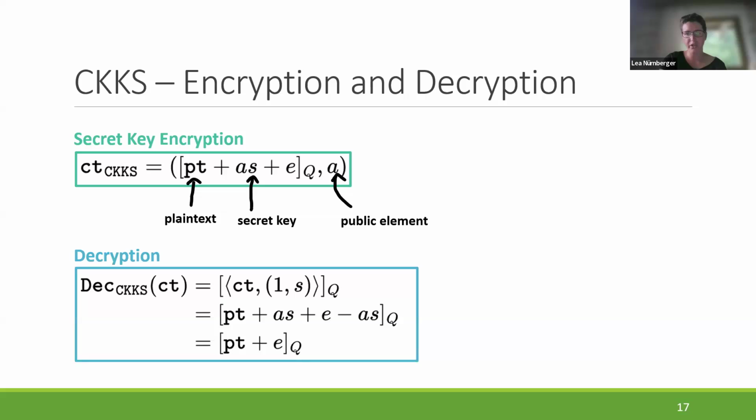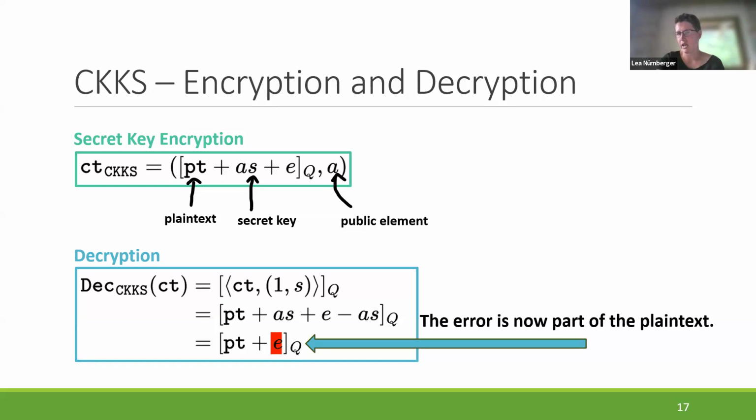And now during decryption, we again decrypt in the same way. So we take the scalar product between the ciphertext and (1, the secret key). And then we obtain the plaintext plus A times S plus the noise minus A times S. And so this is the same thing as the plaintext plus the noise. Now, this is the moment where in BGV and BFV, some sort of noise removal was triggered. But in CKKS, now the E just stays there, no noise removal whatsoever happens, and the error is now simply considered a part of the plaintext. And we just return the plaintext plus the noise.